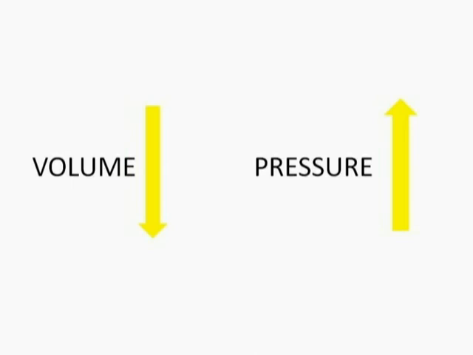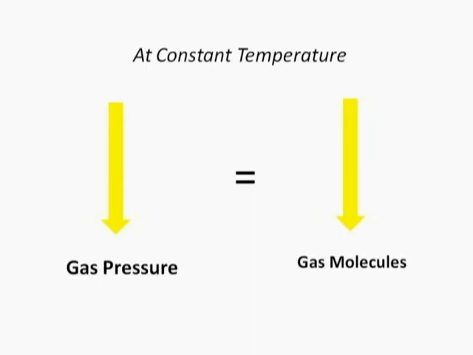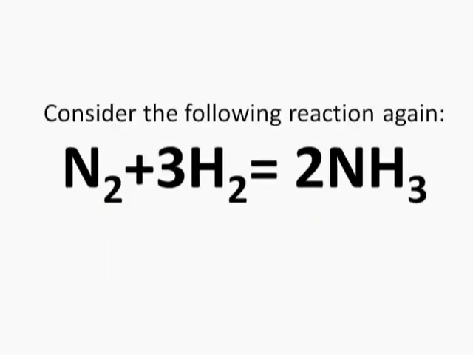In this case, when the volume of a mixture of gases decreases, the pressure of the gases must increase. Le Chatelier's principle predicts a shift in the equilibrium to relieve this change. Therefore, the shift must tend to reduce the pressure of the gas. Molecules striking the walls of the container cause gas pressure, so a reduction in gas pressure at constant temperature must mean fewer gas molecules.